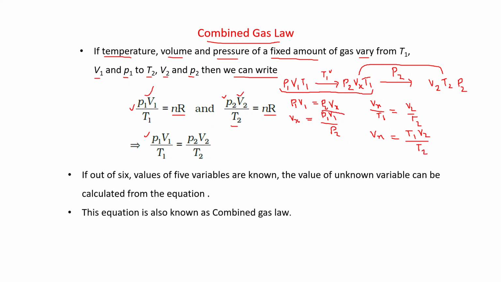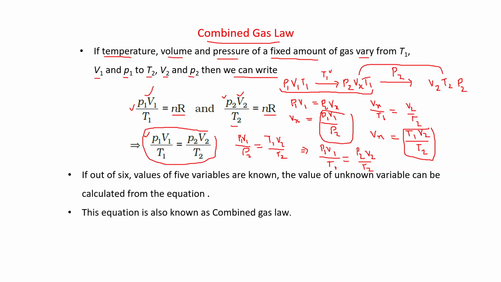Now this term is equal to Vx, and this is also equal to Vx. That's why we can write P1 V1 divided by P2 is equal to T1 V2 divided by T2. Now just rearrange it, then we will get P1 V1 divided by T1 is equal to P2 V2 divided by T2. Same relationship.